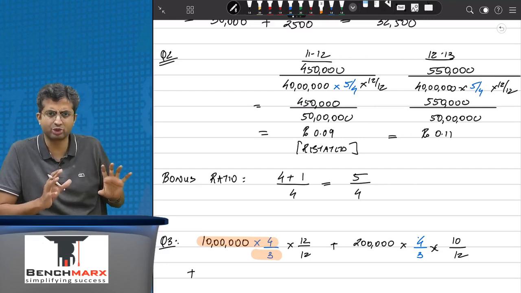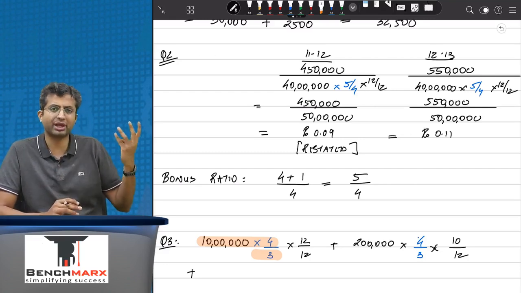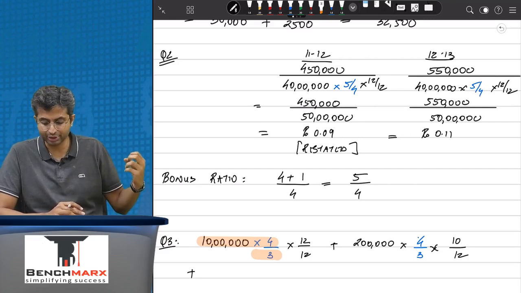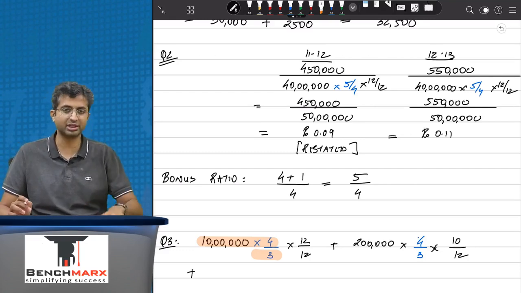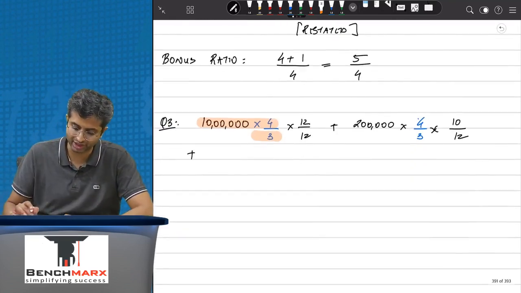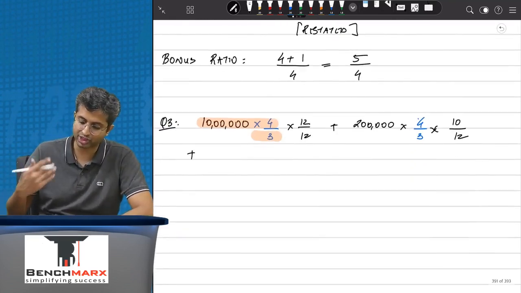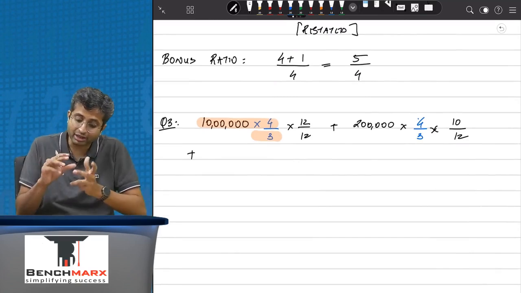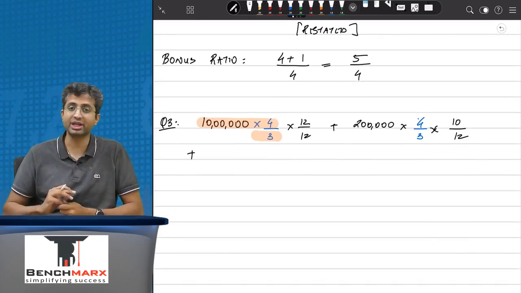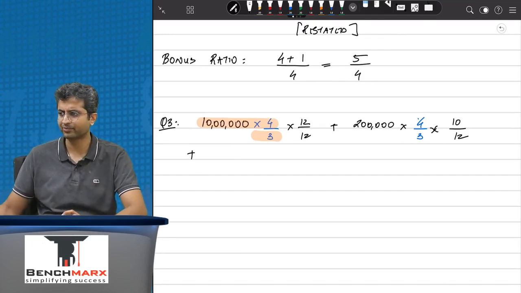So basically 10 plus 2 and then 4 lakhs of bonus. 16 lakhs are 10 plus 2 plus 4 lakhs of bonus, which has been considered when you do the 4 by 3 ratio adjustment. You don't have to add the bonus shares separately. When you do the bonus ratio adjustment, the bonus shares are already added. The bonus shares on 10 lakhs are already added along with 10 lakhs, and the bonus shares on 2 lakhs are already added along with the 2 lakhs.